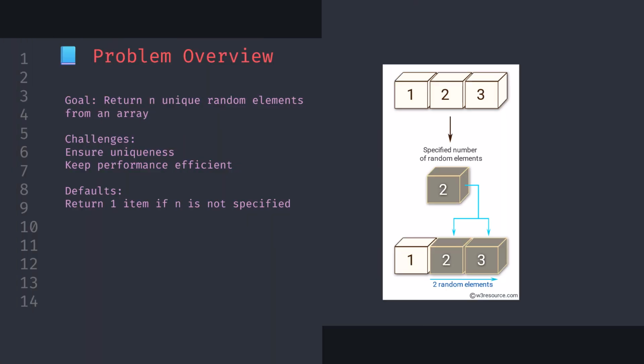This function selects unique random elements by first shuffling the entire array. Then we slice off the number of elements we want. If any is not provided, we simply return one random item.